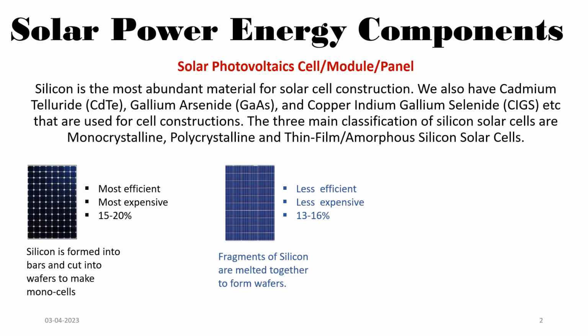Then you can see the polycrystalline structure. Usually their color is blue. When you see the pattern like in a scale form, you will know that this one is polycrystalline. They are fragments of silicon melted together to form wafers. That's the way it is constructed. It's less efficient than the monocrystalline, and it's less expensive. And you can see the efficiency.